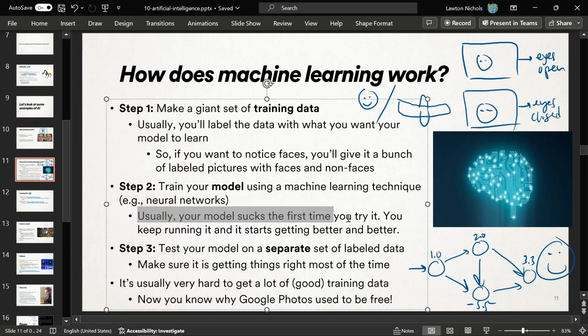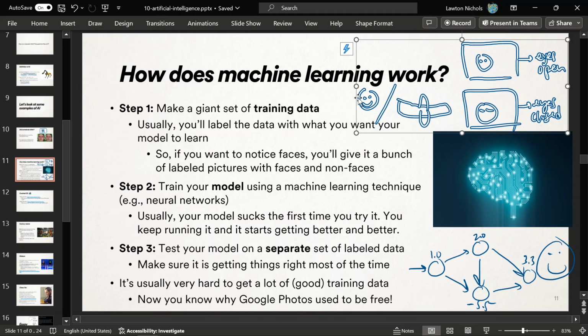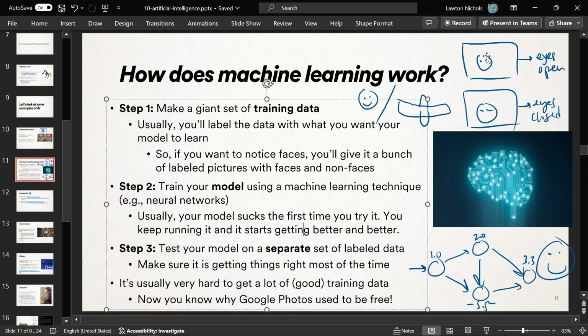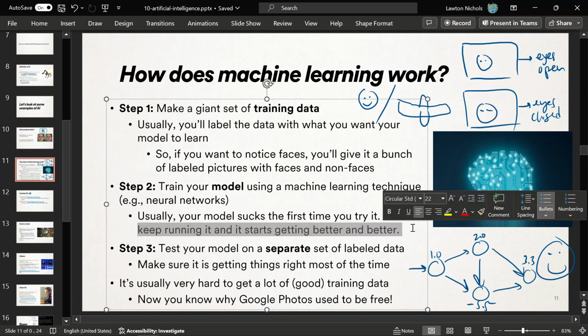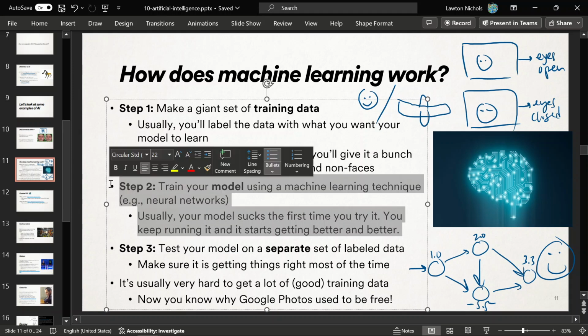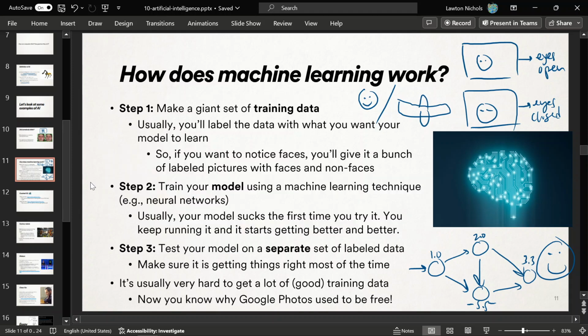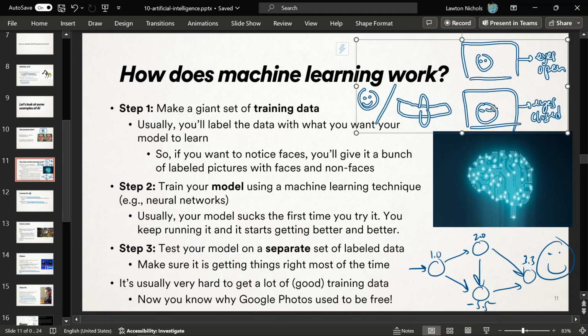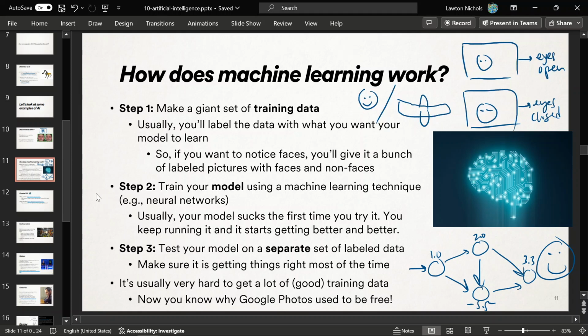But usually your model needs to be trained for a while. It's really bad the very first time. It thinks that planes are faces and faces are planes. It can't figure out the difference between open eyes and closed eyes. So it needs to keep running on itself and training from its mistakes. And eventually it'll get better and better and better. It sounds like it's secret, but it's just a bunch of re-looking at things, and it figures out what it means to be a face, what it means to have eyes open, what it means to have eyes closed. It just figures that all out from the pixels of your training data.